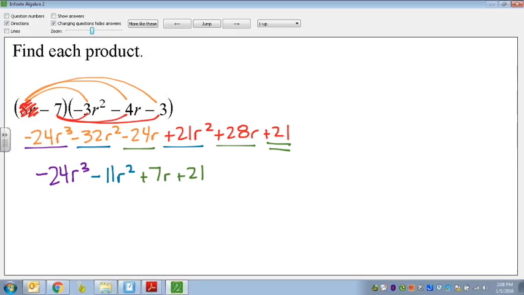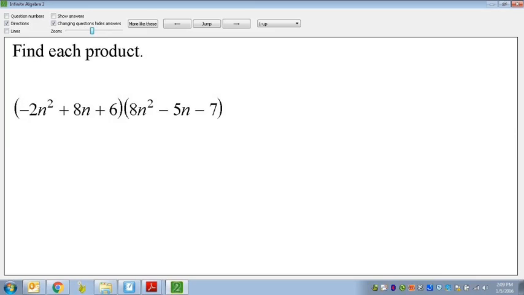So basically, you ignore the second term of the binomial, and then just distribute the first, then just distribute the second. And that's how you do that. So when you get to a problem like this one, all you really do is, okay, let's ignore those and distribute the negative 2n squared to everything first.